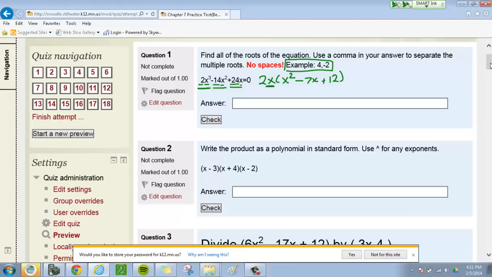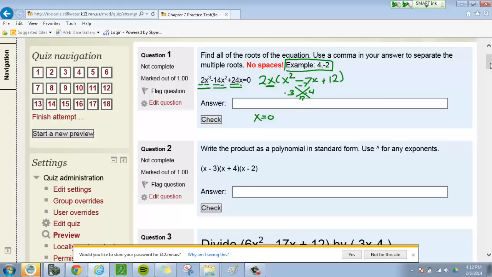This one right here tells me one of my solutions is 0. Okay, so I know I have x equals 0. I have to find my other two solutions from here, so I will make my little cross thing. My negative 7 on top, my 12 right there. And with that and that, I need to figure out what times what is that. So I got 3 and 4. Both of those are negative.